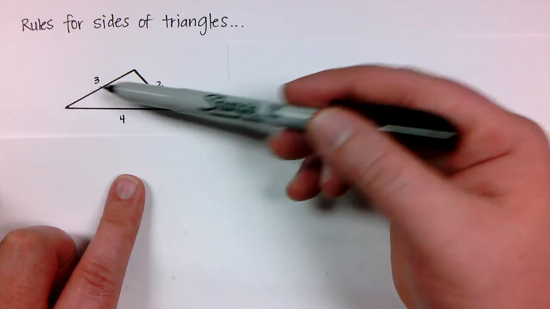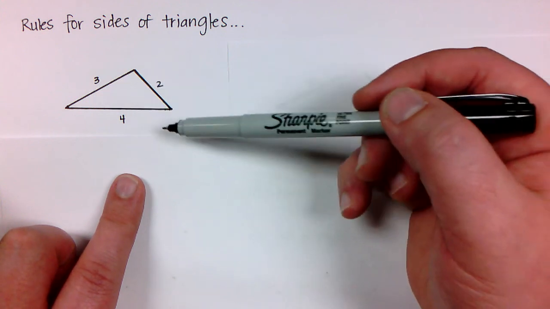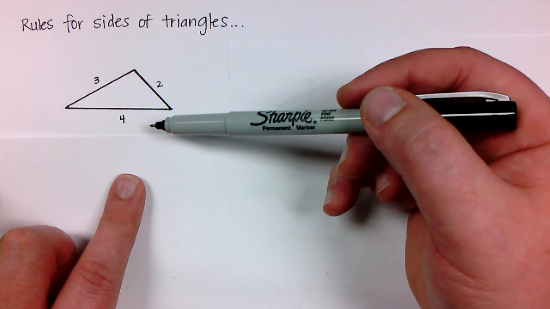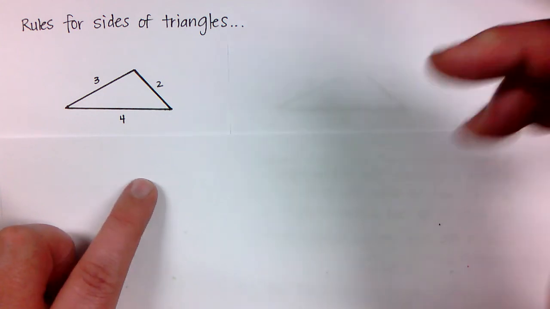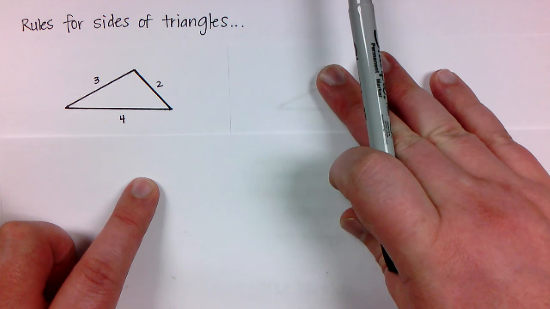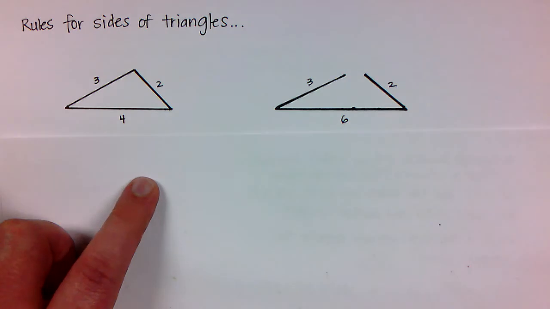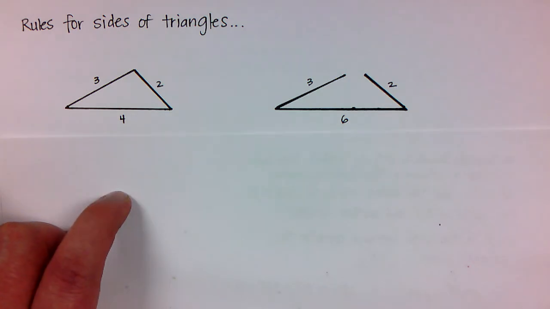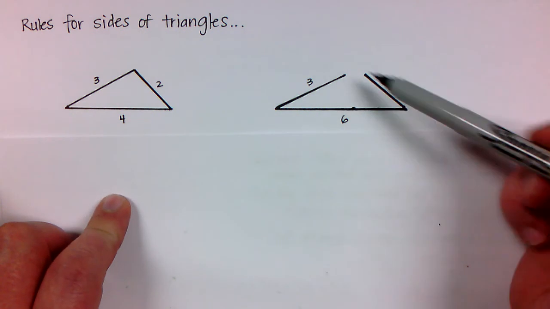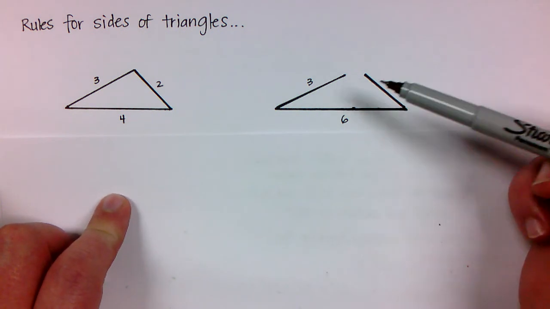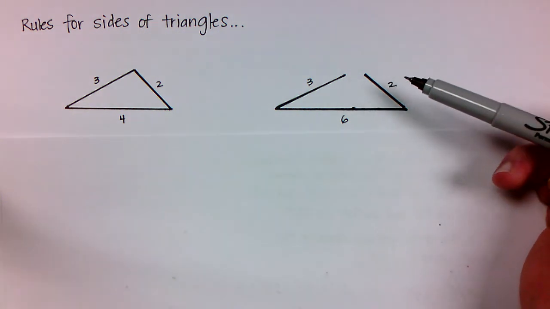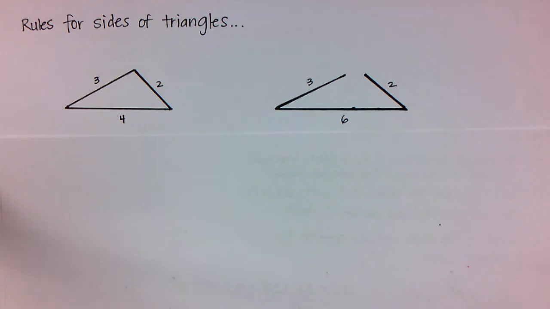How about I just keep the 3 and the 2, but I make the bottom of the triangle even a little bit bigger. I'm going to make it maybe 6. If I was going to try to draw this, it's actually not going to work, because the 3 and the 2 are not long enough to actually meet. There's going to be a gap in this triangle. So we need to come up with some rules for the sides of any triangle.